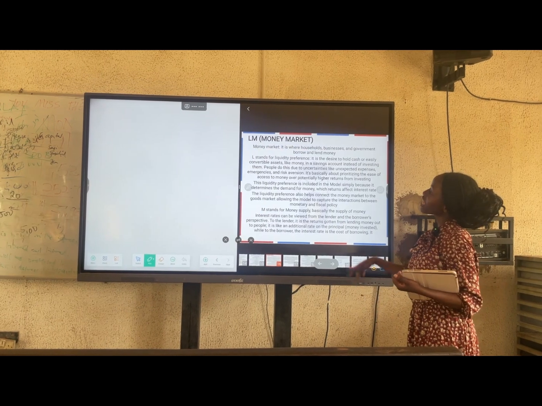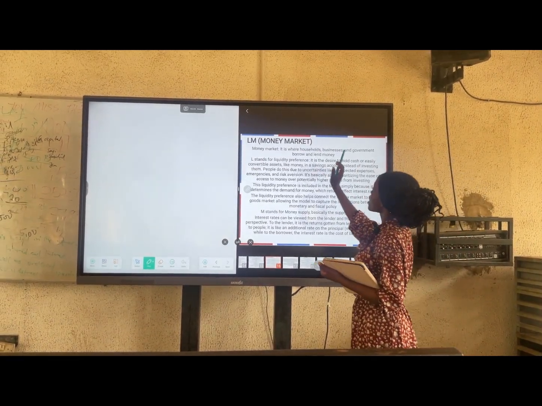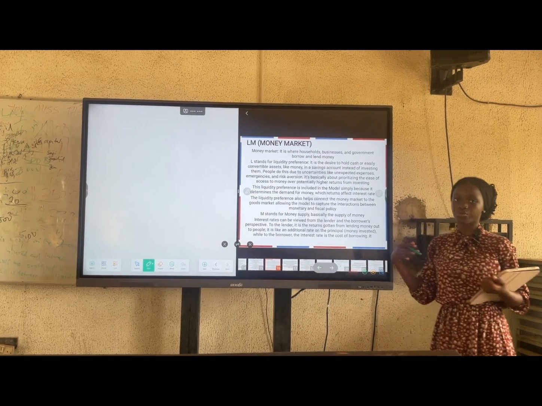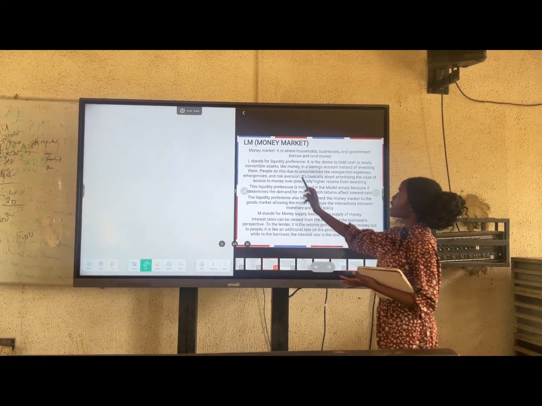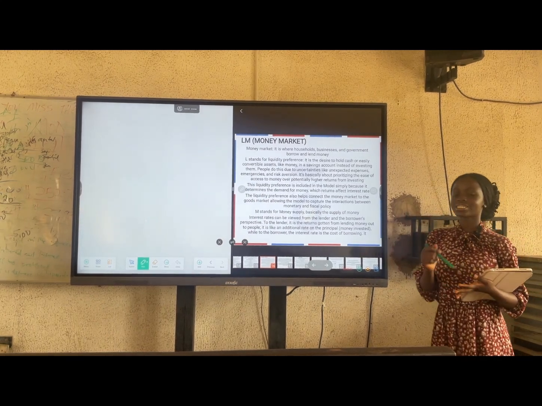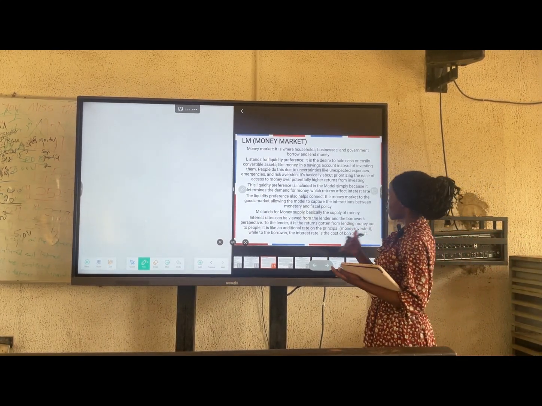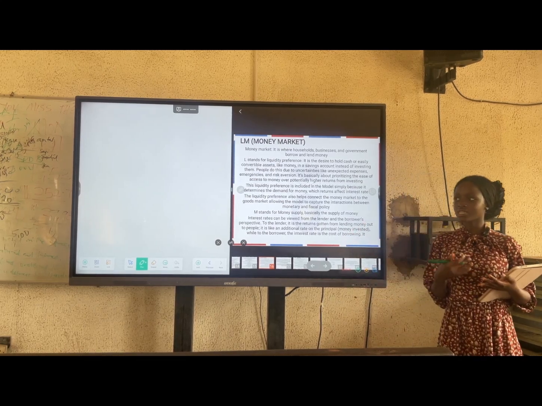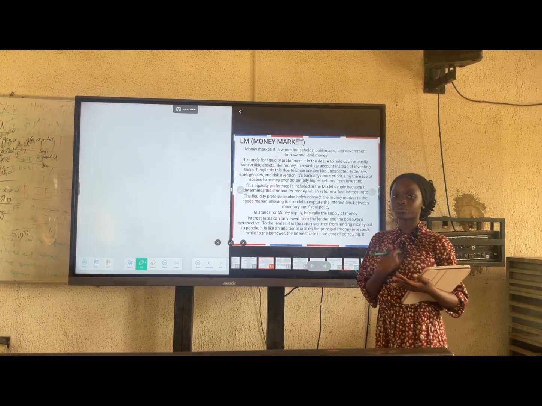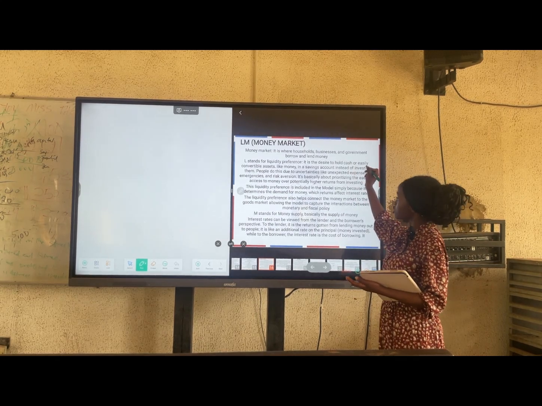Okay, so the LM is the money market. A money market is where households, businesses, and governments borrow and lend money. The L stands for liquidity preference. Liquidity preference is the desire for an individual to hold cash, irrespective of how much yield I'll get from an investment. It's just like a desire for one to hold cash.